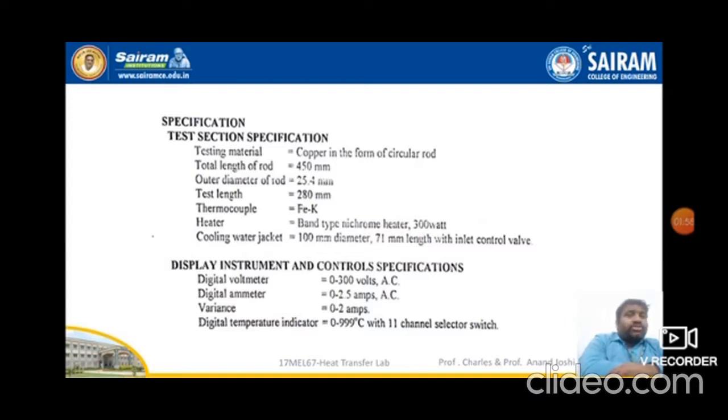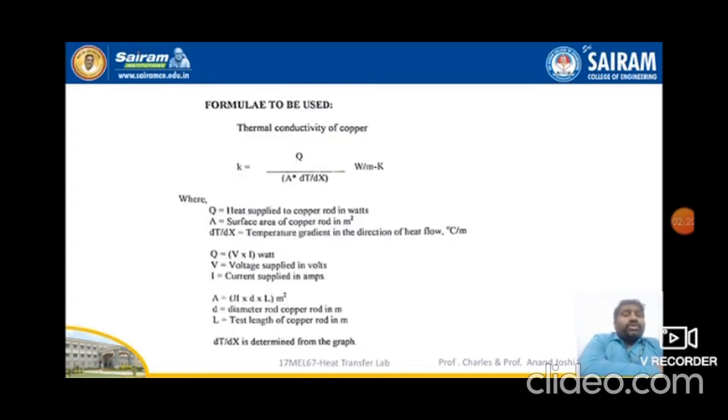Displaying instrument and controlling specifications are also given. The digital voltmeter is 0 to 300 volts AC, the digital ammeter is 0 to 2.5 amps AC current, the variac is 0 to 2.2 amps, and the digital temperature indicator is 0 to 919 degrees centigrade with an 11 channel selector switch. Here some formulas are to be used to calculate thermal conductivity.